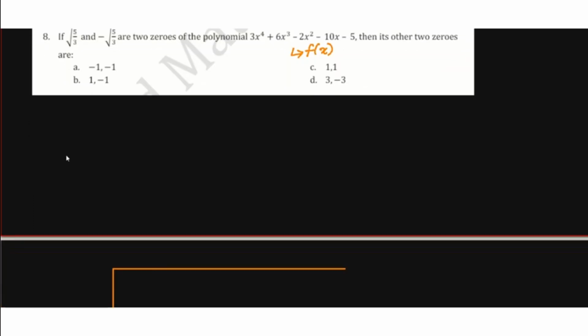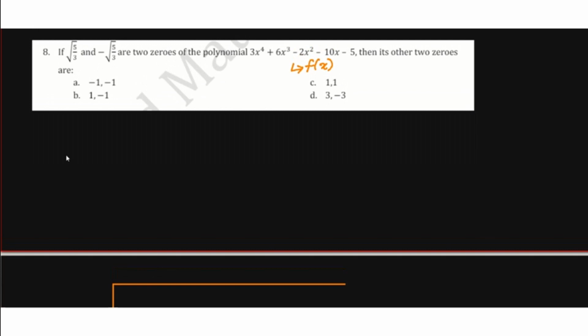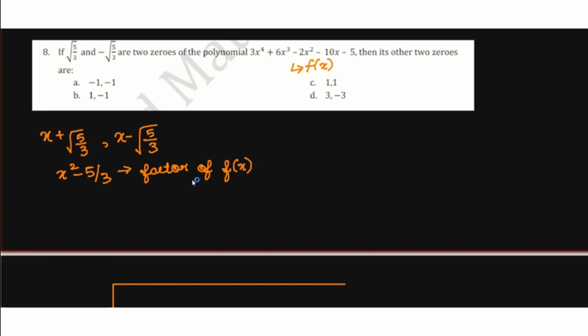If root 5 by 3 and minus root 5 by 3 are two zeros of the polynomial f of x, then its other two zeros are what? So when root 5 by 3 and minus root 5 by 3 are two zeros, then x plus root 5 by 3 and x minus root 5 by 3 are the factors of f of x. So when they are factors, x square minus 5 by 3 also becomes a factor of f of x. So we are going to divide f of x by x square minus 5 by 3.